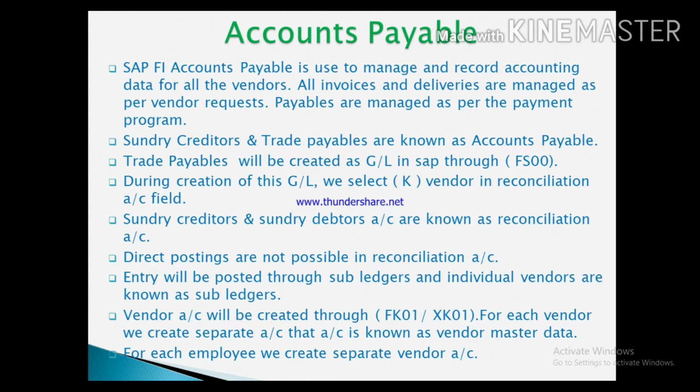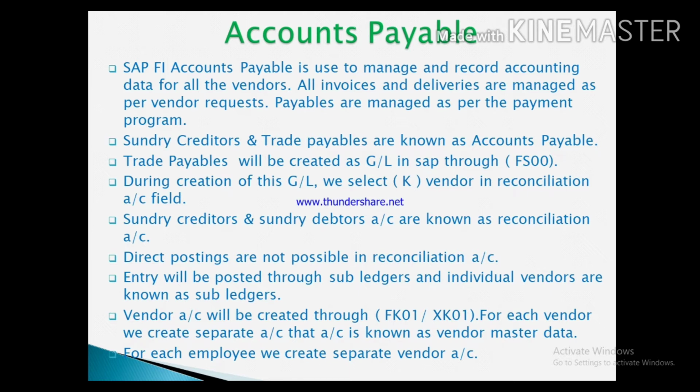Trade payables will be created as GL in SAP through the T code FS00. During creation of this GL, we select K vendor in reconciliation account field. Sundry creditors and sundry debtors account are known as reconciliation account. Direct postings are not possible in reconciliation account. Entry will be posted through subledgers and individual vendors are known as subledgers.